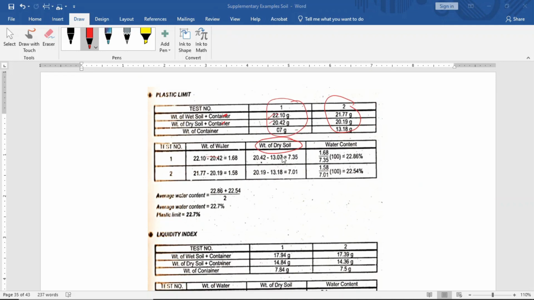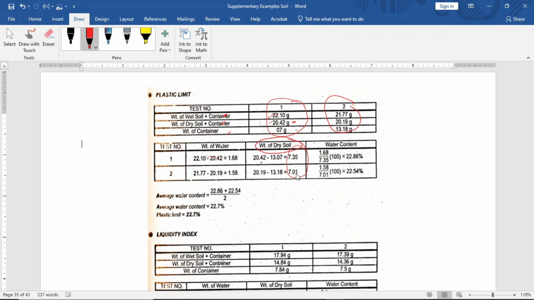Kung ano yung ginawa natin para sa weight of water, yun rin gagawin sa weight of soil. So, 20.42. Ito yun. Weight of dry soil plus container. Babawasan lang natin ng weight of container para yung matitira sa atin is the weight of dry soil. So, ito na yung corresponding natin. Madali lang, di ba?